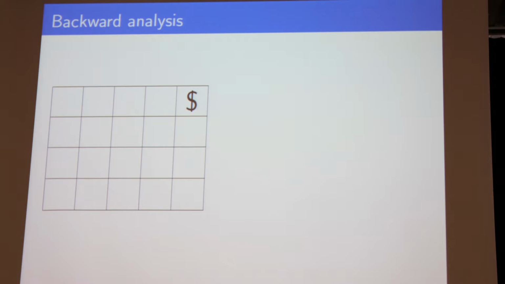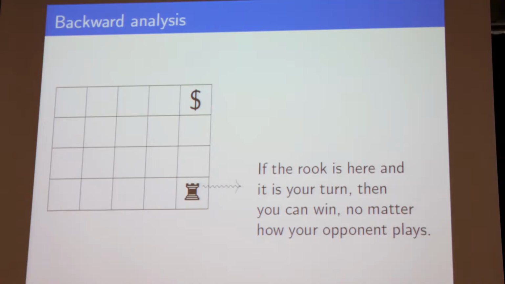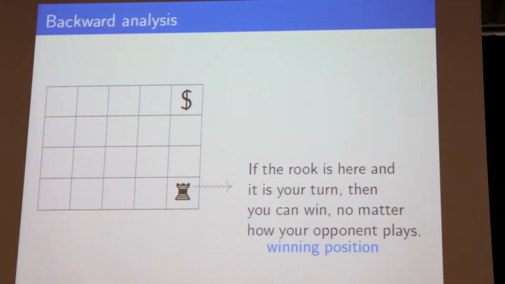So we start with just the cash without the rook. And then we place the rook first at that square. We already observed that if it is now your turn, then you are at the winning position. You just immediately go and hit the cash. Okay, if the rook is here and it is your turn, then you can win no matter how your opponent plays. We say that you're at the winning position.